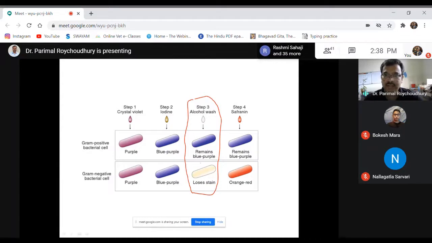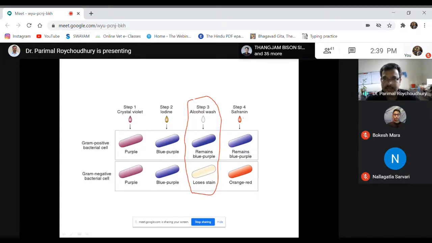The alcohol will penetrate and wash off all the stain. Although it has been fixed by iodine, the bacteria will still lose the color because of this alcohol effect. The gram-positive ones don't; here the difference comes. That's why we call it gram-positive when the primary stain is actively retained by the bacteria, and here they lose it, that's why we call them gram-negative. So the gram-negative bacteria initially took the color, and after decolorization, they lose the color.